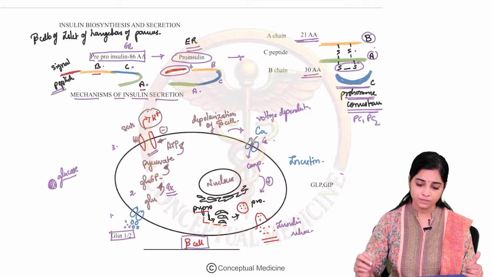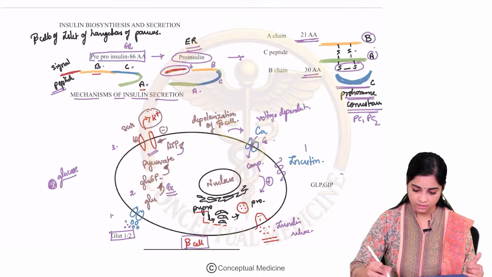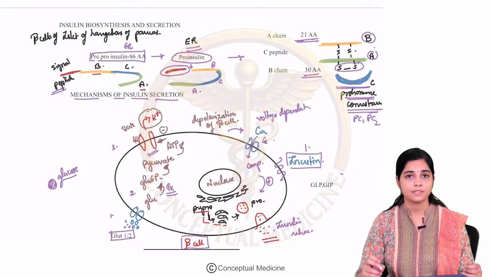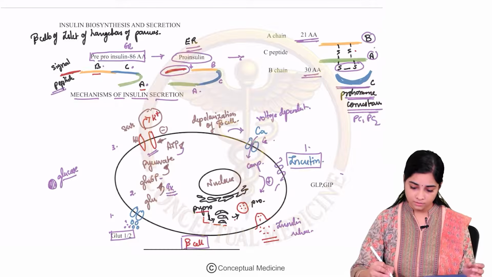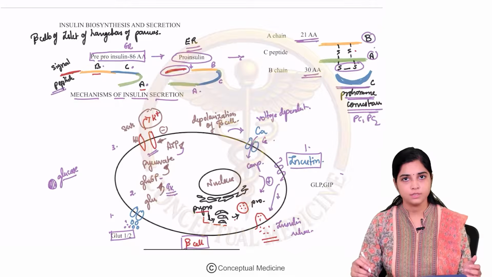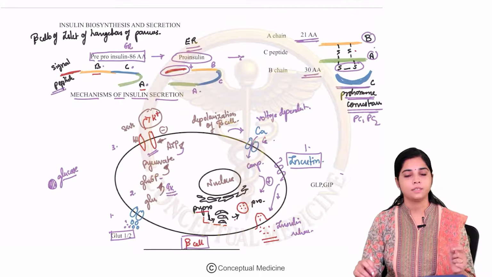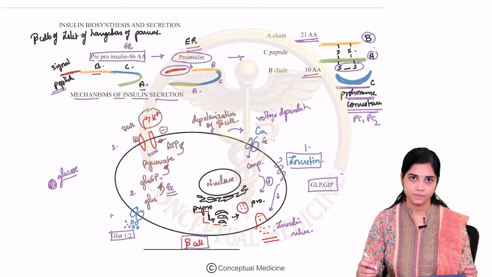Now there are two important receptors which are present here. One is the incretin receptor. Okay. So incretin basically stands for insulin secretion. Whenever molecules bind to the incretin receptor, this is again going to promote your insulin secretion. So what are those molecules which stimulate your incretin receptor? They are your GLP and GIP.